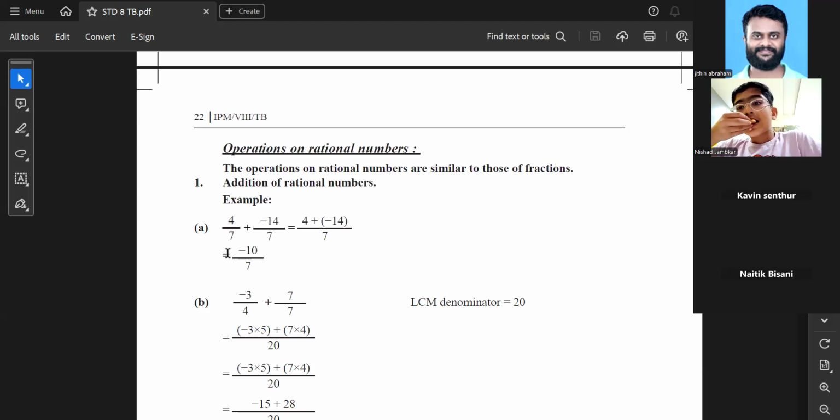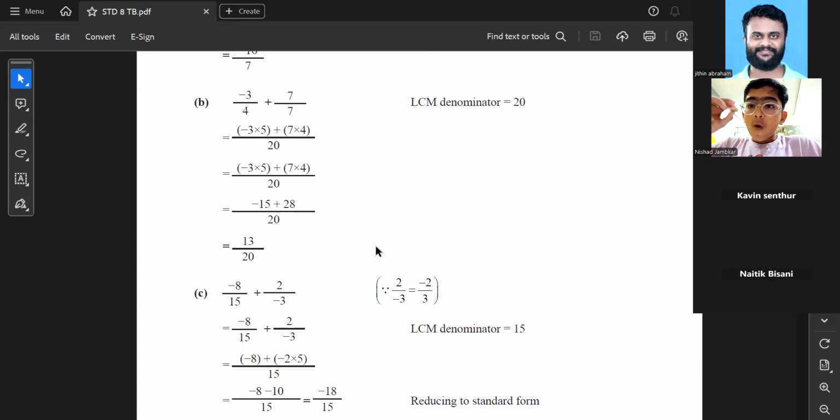Then we learned about operations. Whenever you wish to add or subtract rational numbers, all you have to do is make sure their denominators are common and then add or subtract them, whatever the operation is.